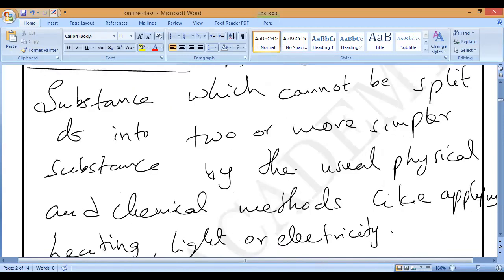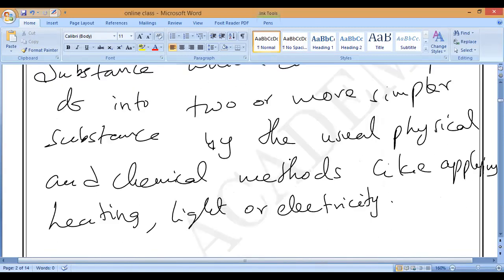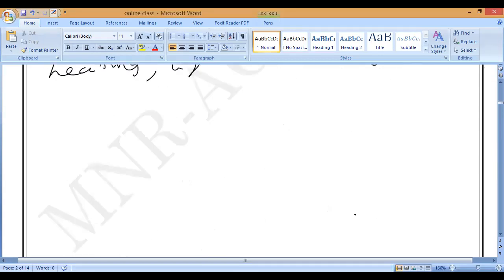Scroll down, sir. Yeah. This is what we should call the definition of elements. Is there any doubt? Anybody? Please ask. If you take hydrogen, it is an element because it cannot be split up into two or more simpler substances by the usual methods of carrying out chemical reactions, by applying heat, light, or electricity. Like that, oxygen is also an element. Understand?